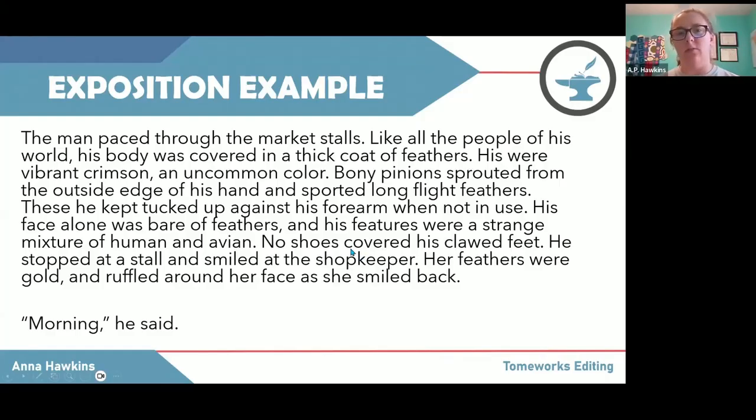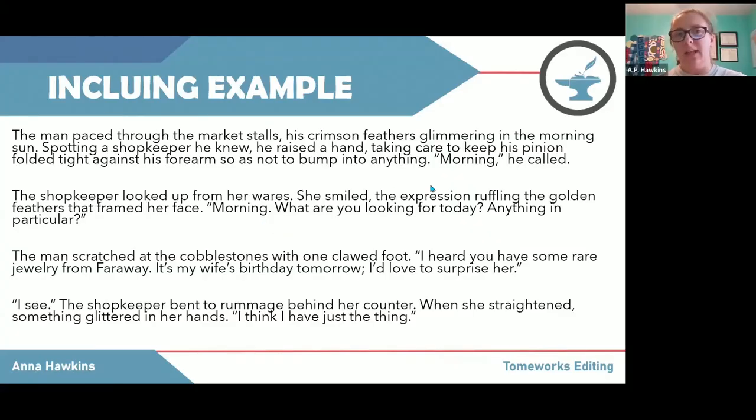So I have rewritten this using incluing. And so now we're going to look at that example. Would anyone like to read this?